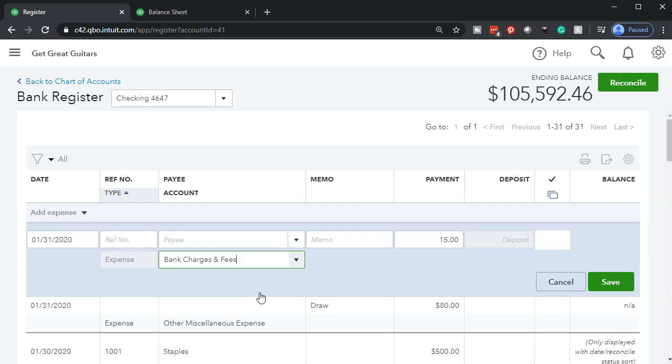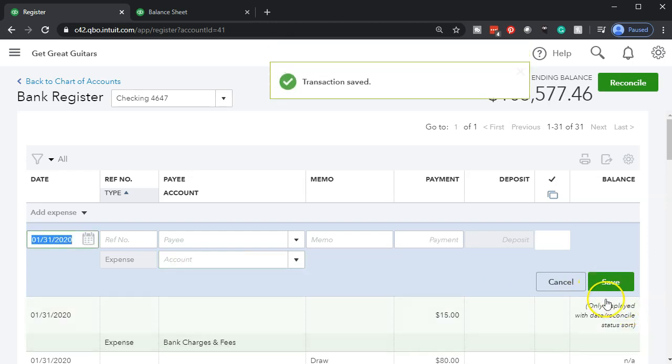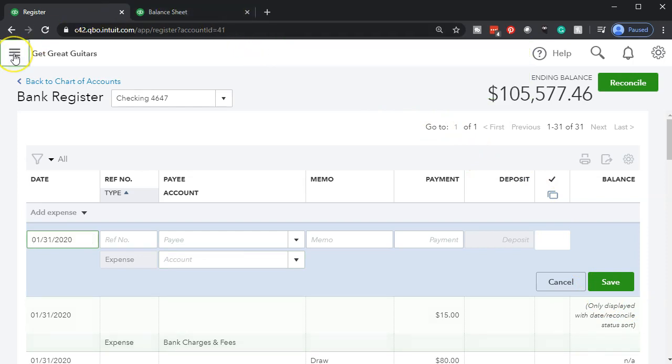We could have put it into that little screen and it would have recorded basically the same transaction. I like to just record the transaction myself so I can see it and just check it off. So I'm going to say save and close. And then let's go back to our register now.